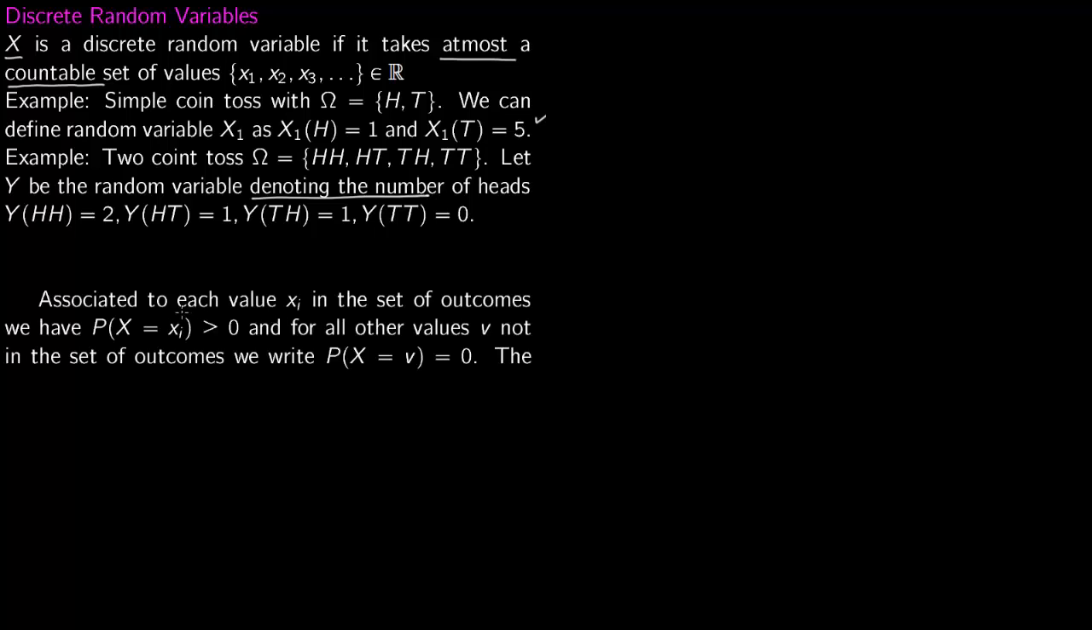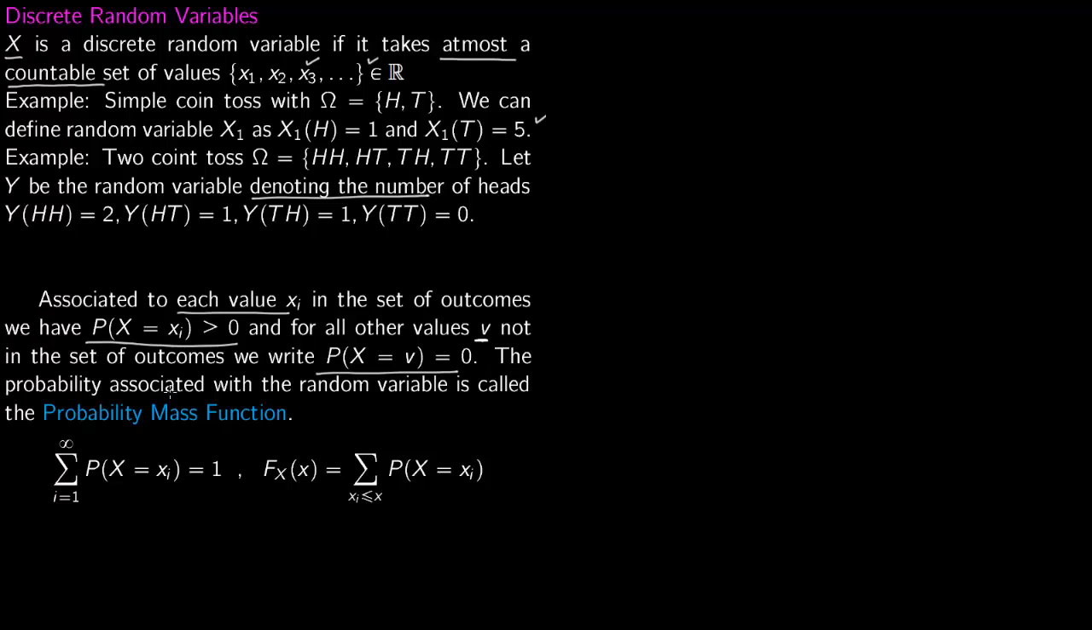So associated to each value xi here in the set of outcomes, we assign some positive probability. And for all values v which do not belong to this set, we assign a probability of 0. So the probability associated with the random variable is called the probability mass function. So this is the probability mass function, P of X equals xi. You add up all the probabilities, they add up to 1.